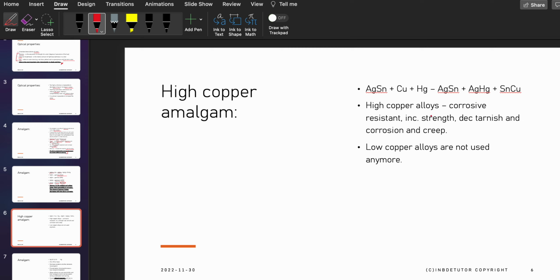So high copper alloys are corrosion resistant, so corrosion doesn't happen in them. It has increased strength and decreases the tarnish, corrosion and creep. So basically all the good qualities, high copper amalgam has it. So low copper alloys are not used anymore, and specifically why? Because of the gamma 2 phase.